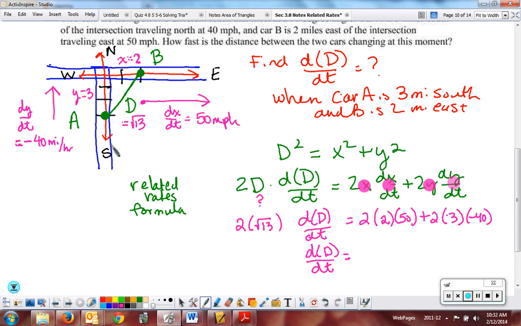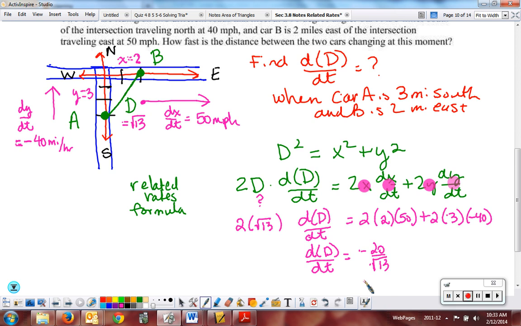Why? I want to say it should be positive, but it's because they get closer and then farther. There might be an interesting question, though I don't think they'll ask you this: what is the maximum distance between them? Could we turn this into an optimization problem almost? Sure, because as the distance is changing, there could be a maximum distance they are apart or a closest distance. We won't do that. It ends up being actually negative 20 over square root of 13.